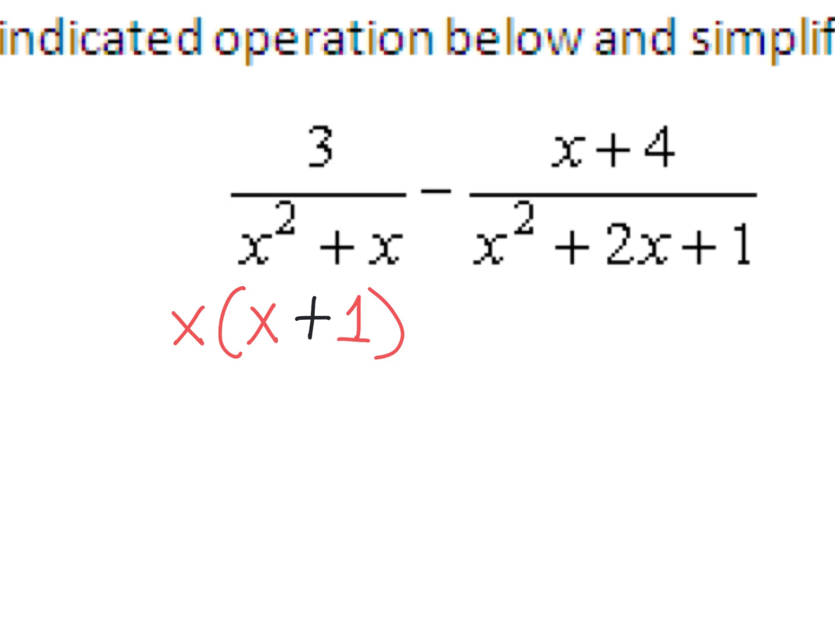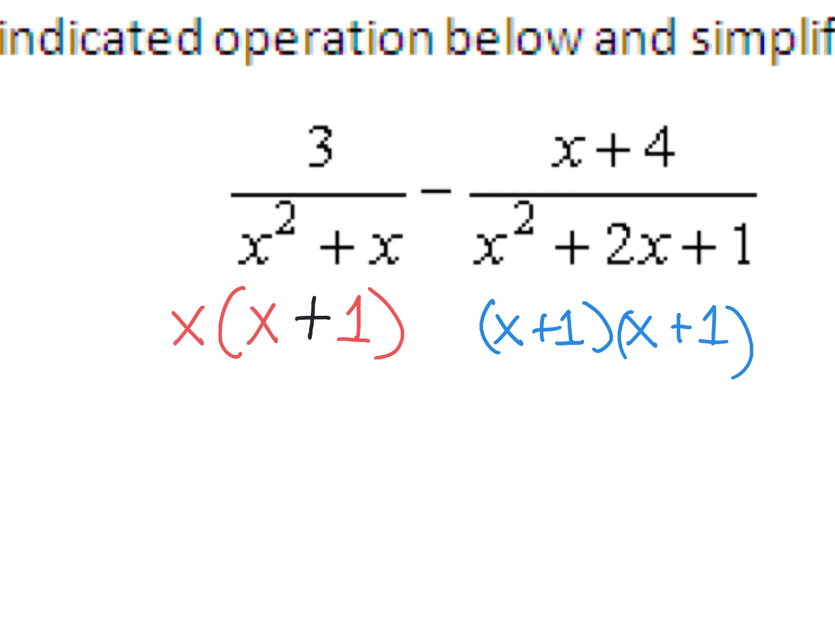To factor your second denominator, you could AC group. 1 times 1 is 1. And then factors of 1 that make 2 would be 1x and 1x, and then group it up. Remember, another way of doing that is just to ask yourself what multiplies to x squared. Yeah, x times x sure does. And then what multiplies to 1 to give you 2? Just 1 and 1. So that's a little bit of a shortcut. You're allowed to do that shortcut as long as there's no number in front of the x squared.